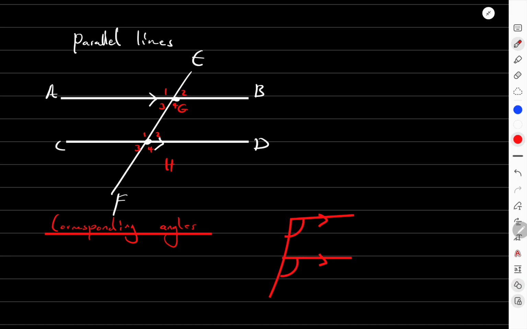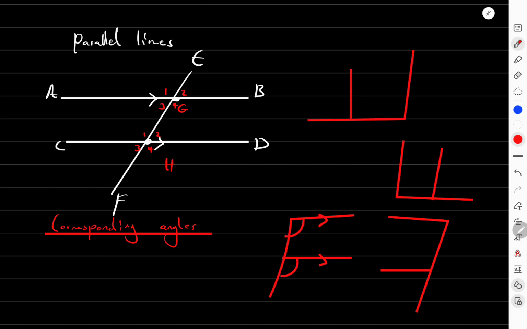Now the F shape is not always going to appear like this, but sometimes it can be like this. It can be like this as well. It can also be like this. But as long as these two lines are parallel, the angle that is found here and the angle that is found over there, they are the same.